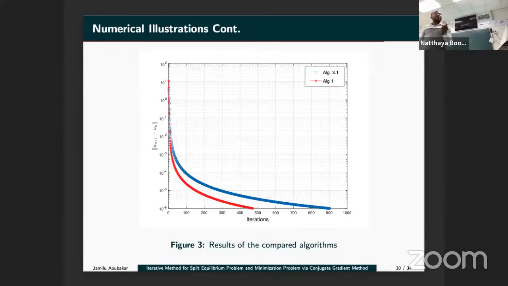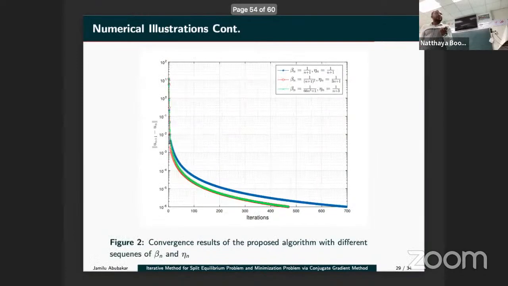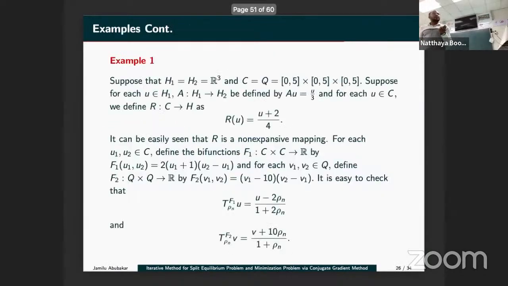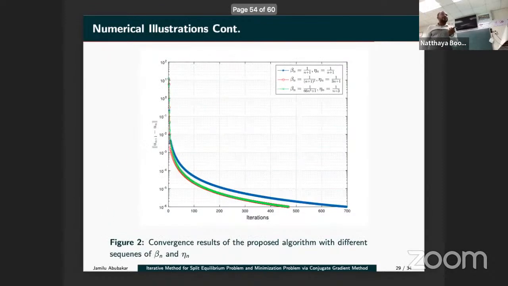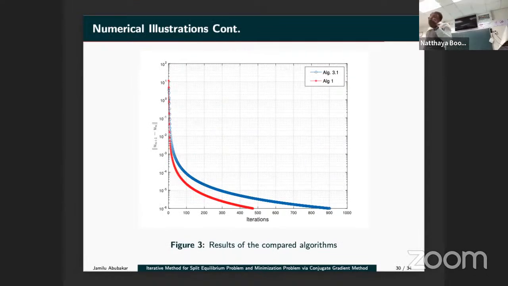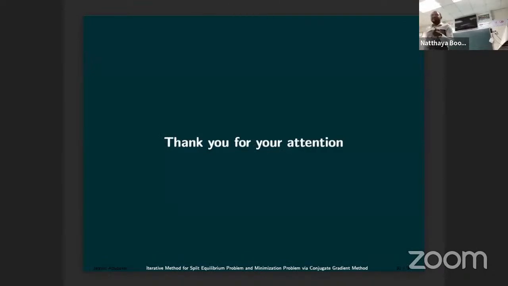Okay. For the last result, I gave a comparative result with an algorithm that was proposed by Kazimi in the paper I show you there. This is a comparative result between our proposed algorithm that I've shown you and the Kazimi algorithm. Their algorithm is also for solving split equilibrium problem, common solution with minimization problem. But in their own case, they did not use the averaging technique and the conjugate gradient to get the acceleration. So you can see obviously here that our algorithm is way faster than their algorithm. Okay, thank you for your attention.